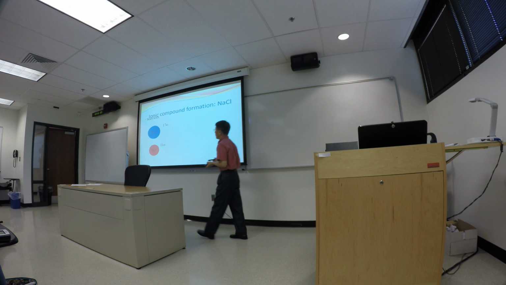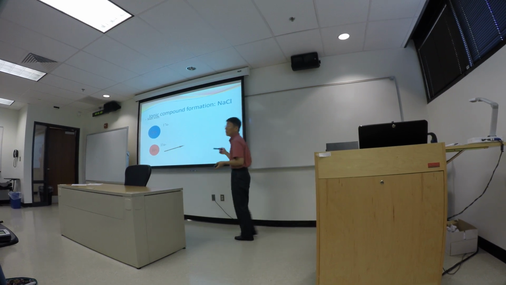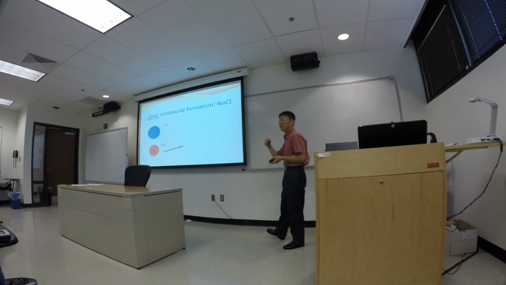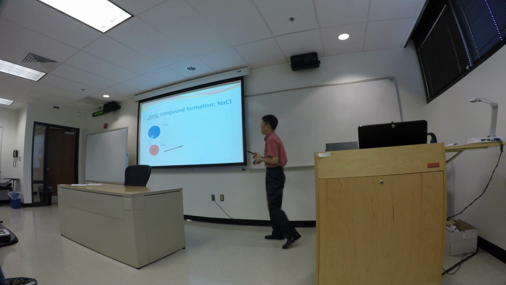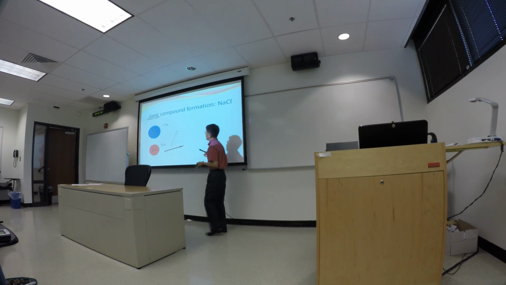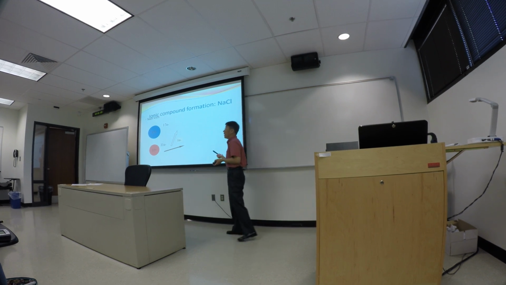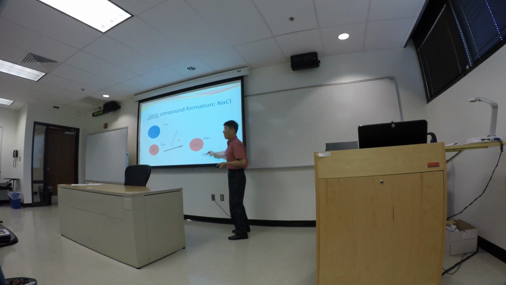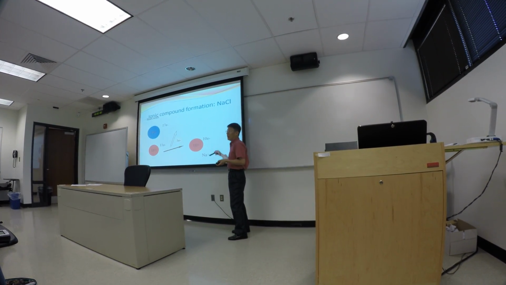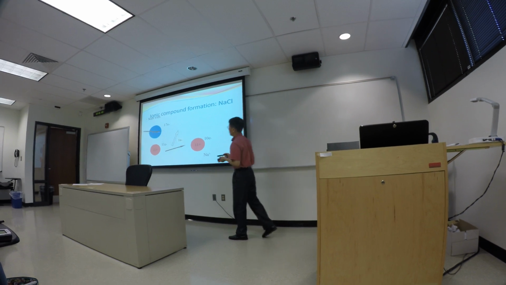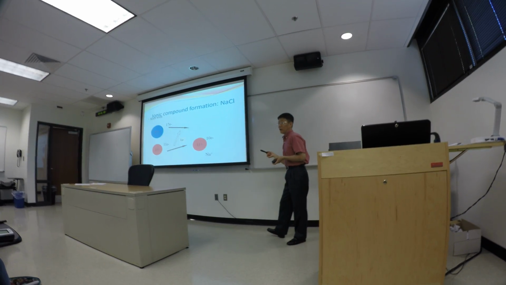Using sodium and chlorine as an example, we know sodium is number 11, so we have 11 positive charges, 11 negative charges. And in the course of the reaction, sodium tends to give out an electron. After losing the electron, sodium becomes positively charged, and you end up with the sodium cation, Na+. And the chlorine, on the other hand, will pick up that electron.